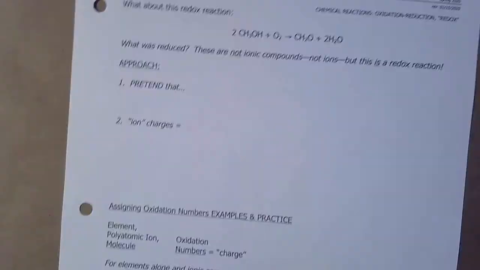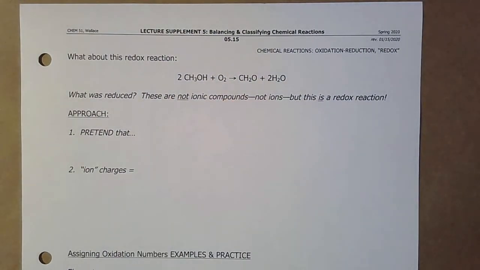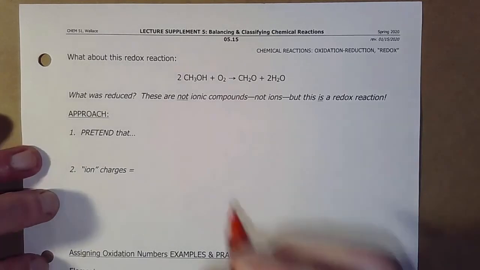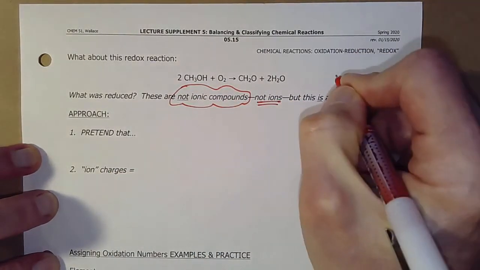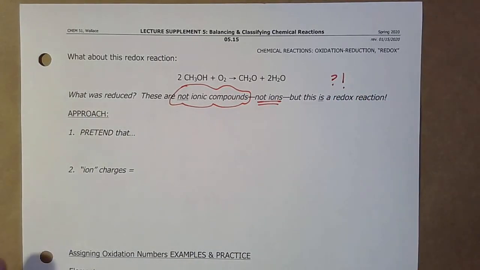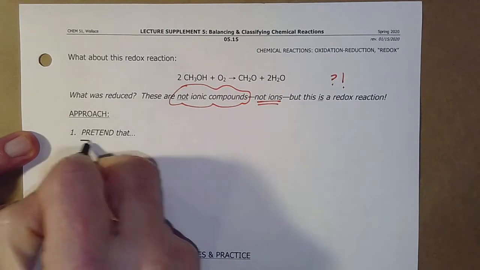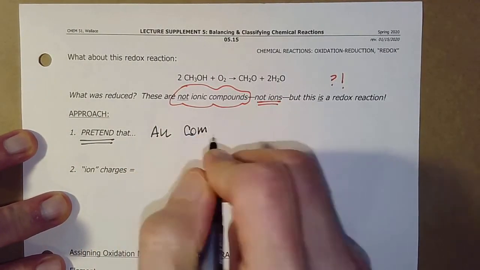So here's a redox reaction. There are no ions, no ionic compounds, no charges that are changing. So here's what we're going to do. I'll make a note. These are not ionic compounds, not ions. But this is a redox reaction. So here's what we're going to do. We're going to pretend all compounds are ionic.